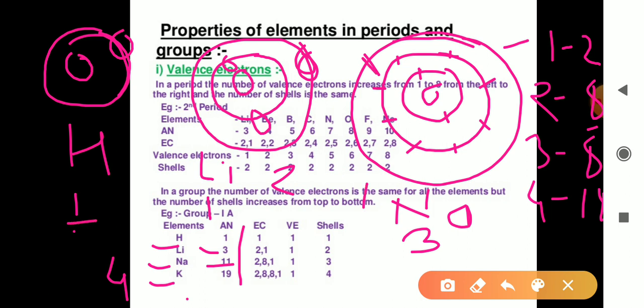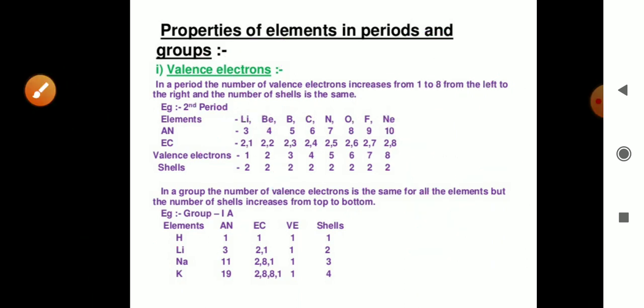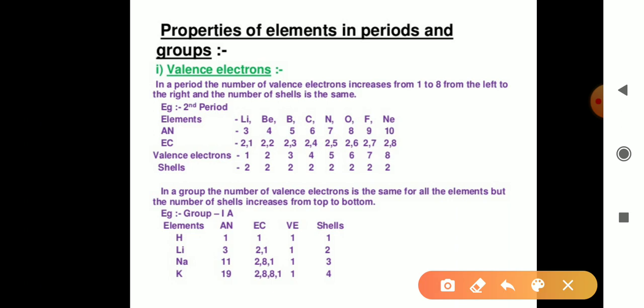So valency is same, but shells are different. For hydrogen shell is 1, lithium 2, sodium 3, and valence electrons are same. So from this we can say in a group number of valence electrons is same for all elements, but number of shells increases from top to bottom. For hydrogen number of shell is 1, for lithium number of shell 2, sodium 3, potassium 4. Okay, so this is about valence electrons in periods and in groups.